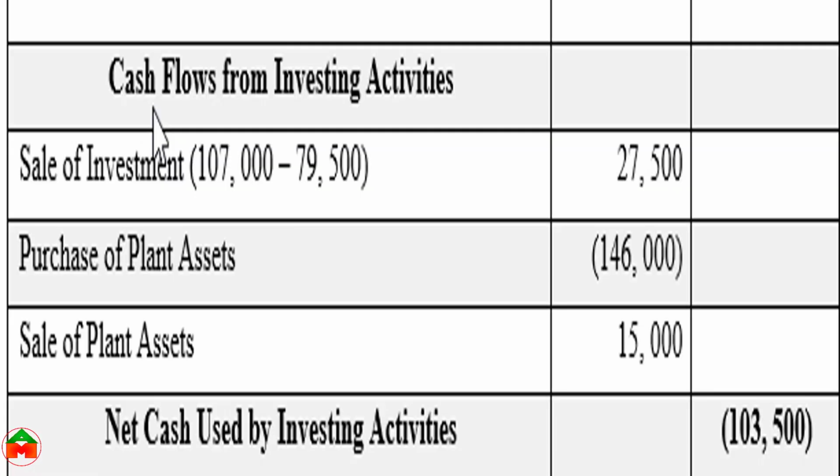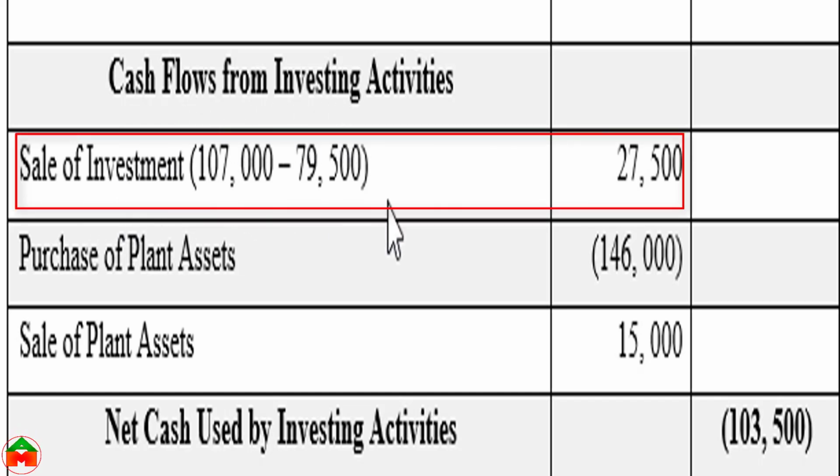So in the cash flow statement, we can see cash flows from investing activities. Under this heading, we have written sale of investment. This is an inflow of cash. So here the amount is 27,500. Let's get back to the question.